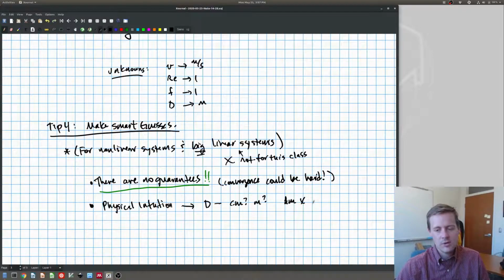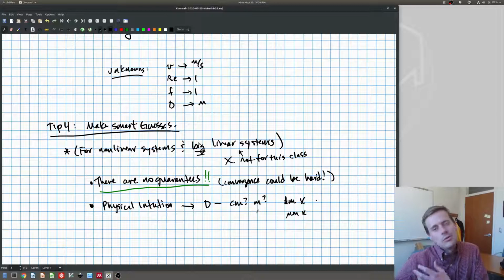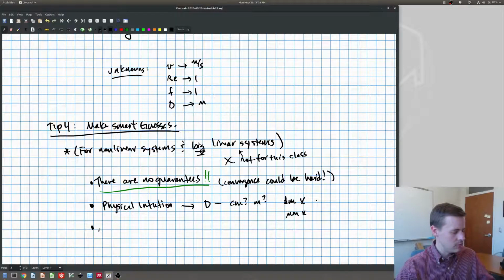They're definitely not going to be on the light year scale. They're not going to be on the micron scale. So if you get an answer on that scale, you know it's going to be wrong. So don't put in a guess that you think is going to be on that scale. So the first thing is, use some physical intuition there.